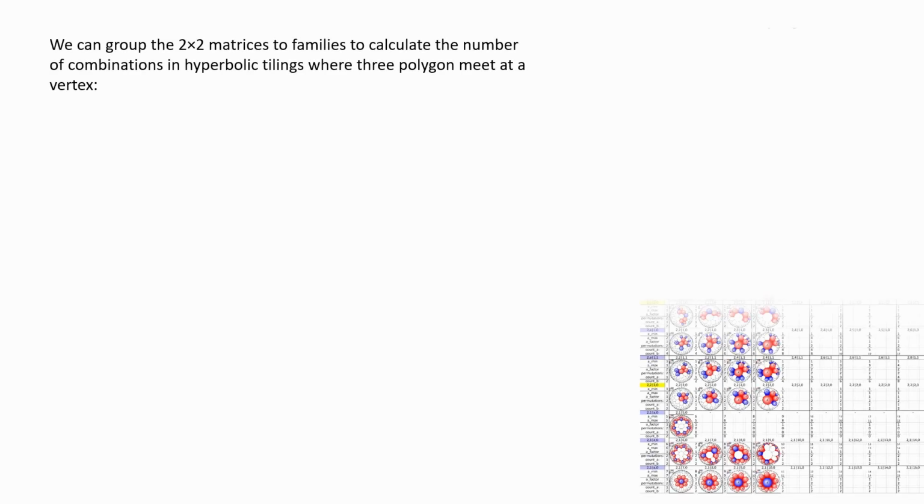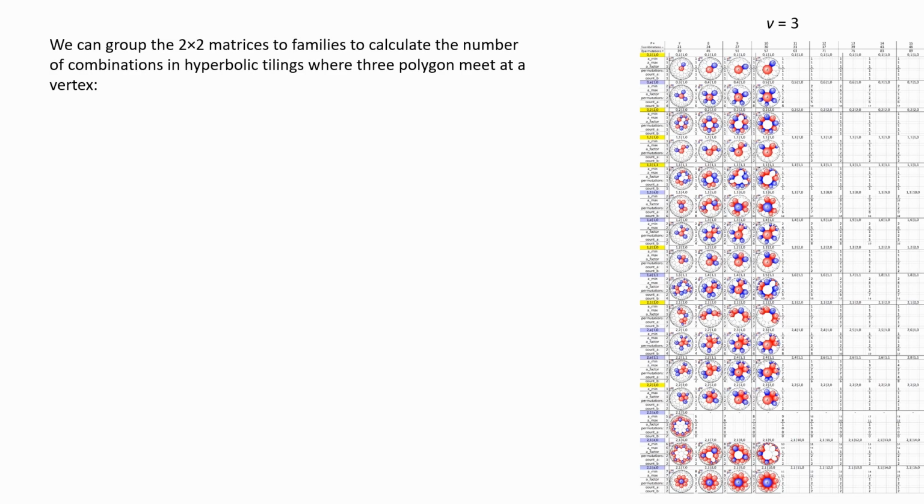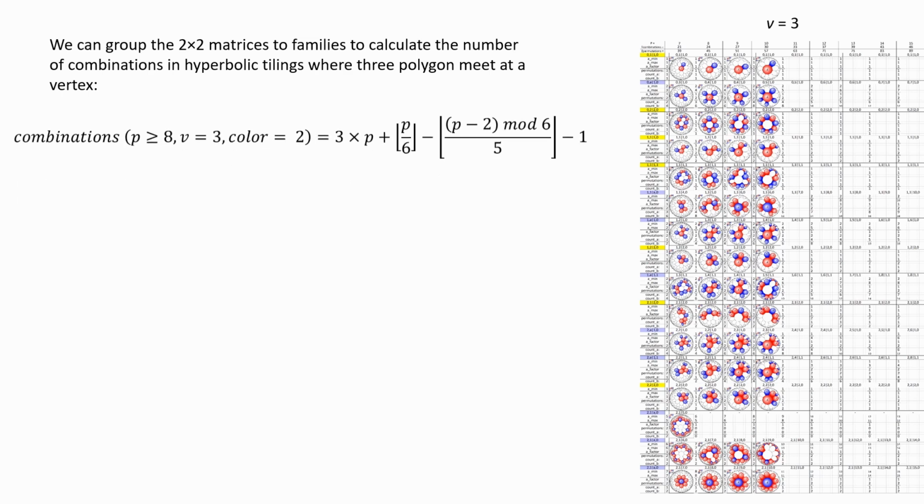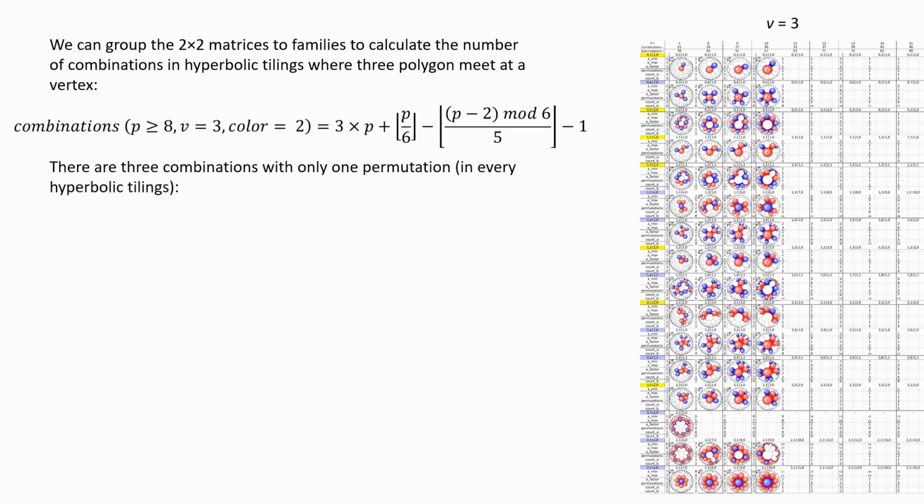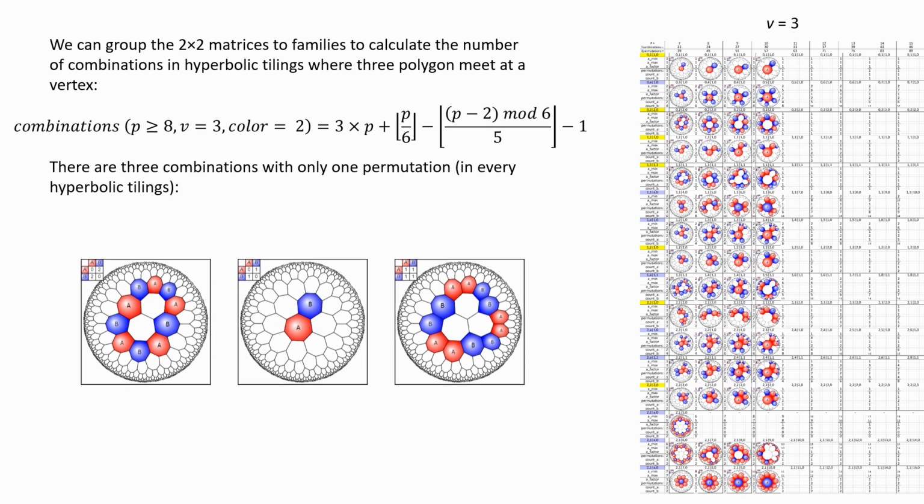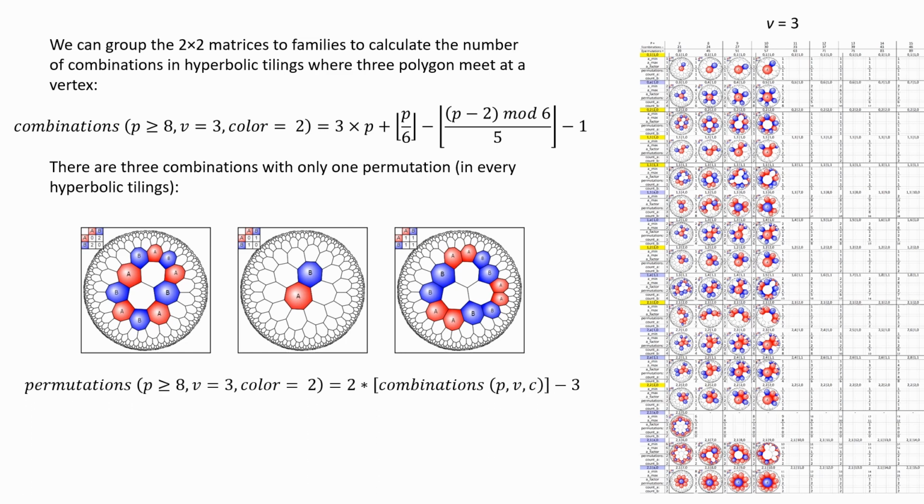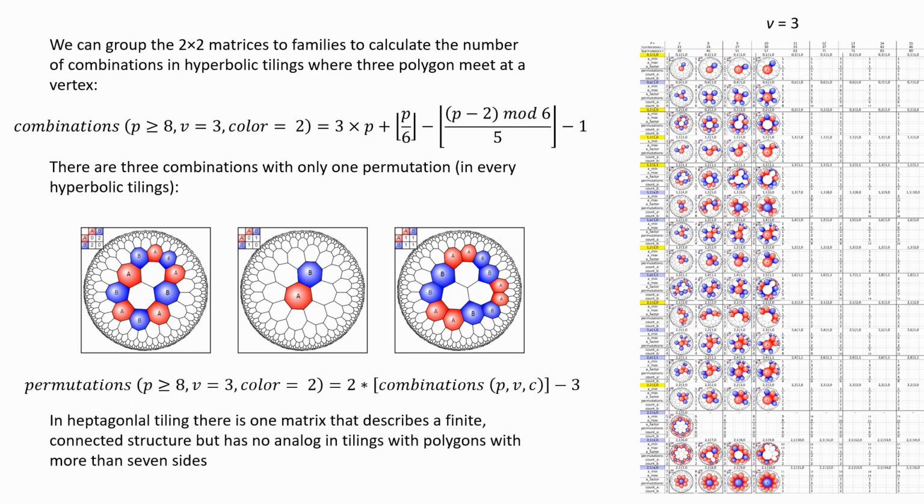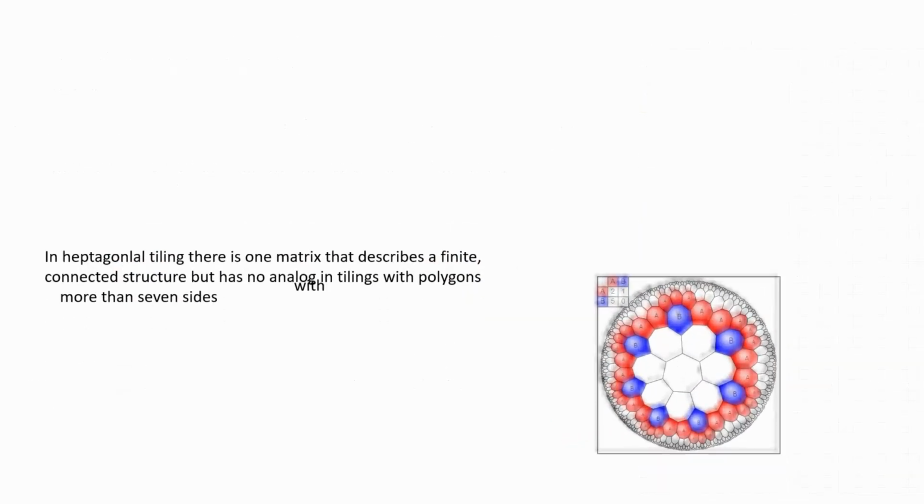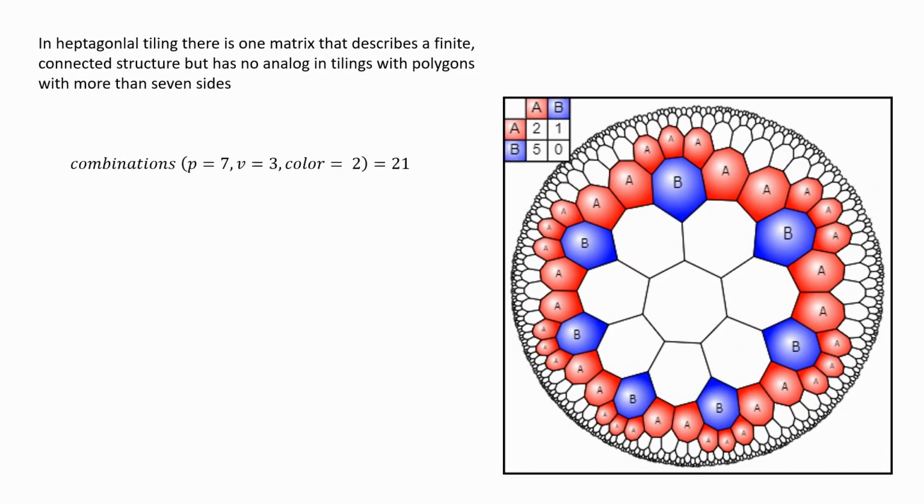When searching for 2 times 2 solutions, we can group similar matrices into families. If we look at how many solvable matrices can be written per family for a given polygonal tiling, we can establish a simple empirical formula. There are 3 combinations with only 1 permutation. The formula is not valid for heptagonal tilings. There is a unique matrix that has no analogues in other tilings.